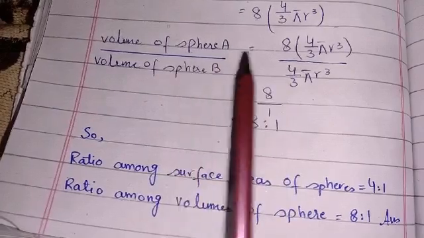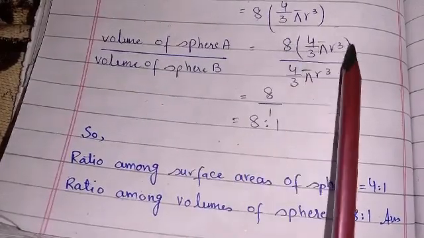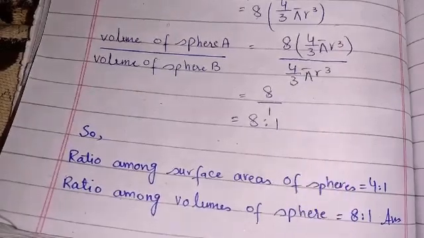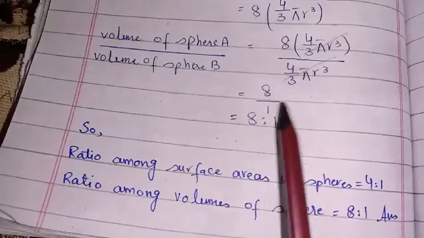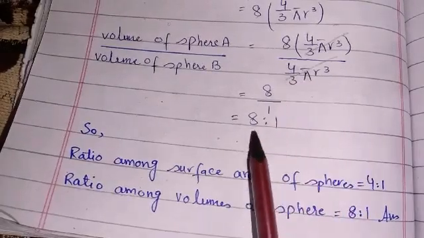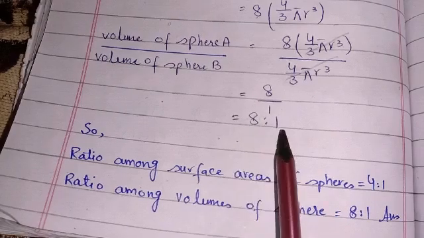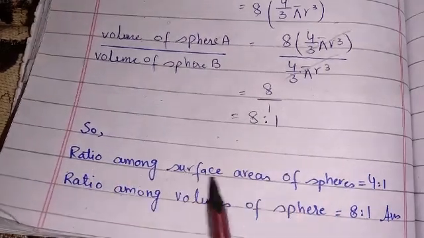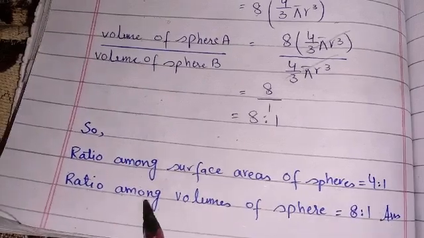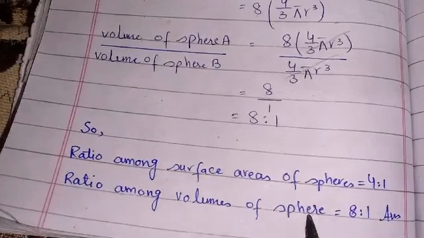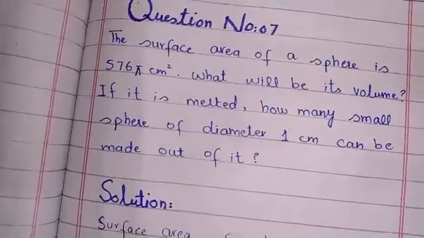Now students, here we create a ratio between the volume of sphere A and the volume of sphere B. We will write volume of sphere A over volume of sphere B is equal to 8 into 4 over 3 pi r cube over 4 over 3 pi r cube. 4 over 3 pi r cube cancels with the 4 over 3 pi r cube. So the remaining numbers are 8 over 1. So the ratio between the volumes of both spheres is equal to 8:1. So the ratio among surface areas of spheres is equal to 4:1, and the ratio among volumes of spheres is equal to 8:1.